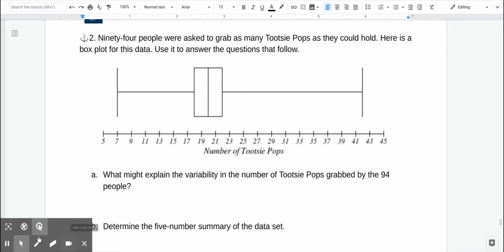So if we're asked to determine the 5-number summary of the data set, we definitely know that 7 is down here. I can see that the lower quartile is 18. The median is here at 20. 22 is the upper quartile. And my maximum is the huge number of 42.